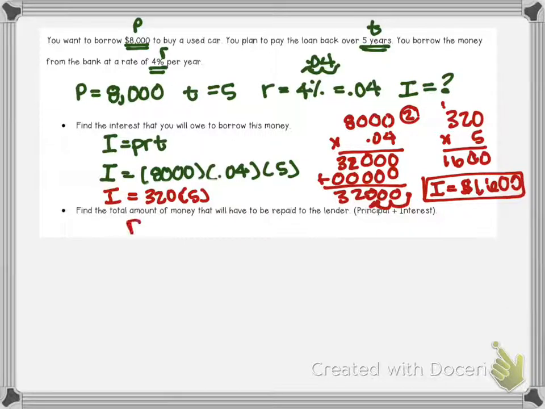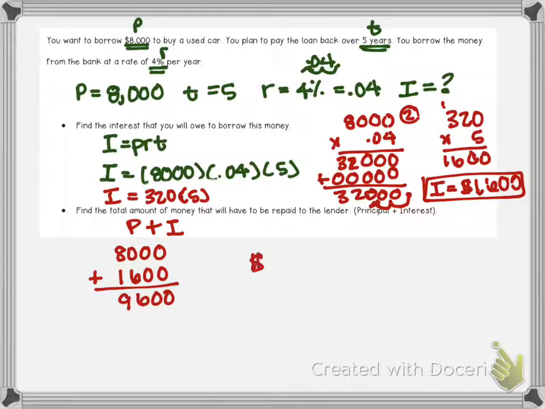Then it says find the total amount of money that we have to pay. That is your principal plus your interest. So we borrowed $8,000, but we also have to pay this interest of $1,600. So together, we are going to have to pay a total of $9,600.